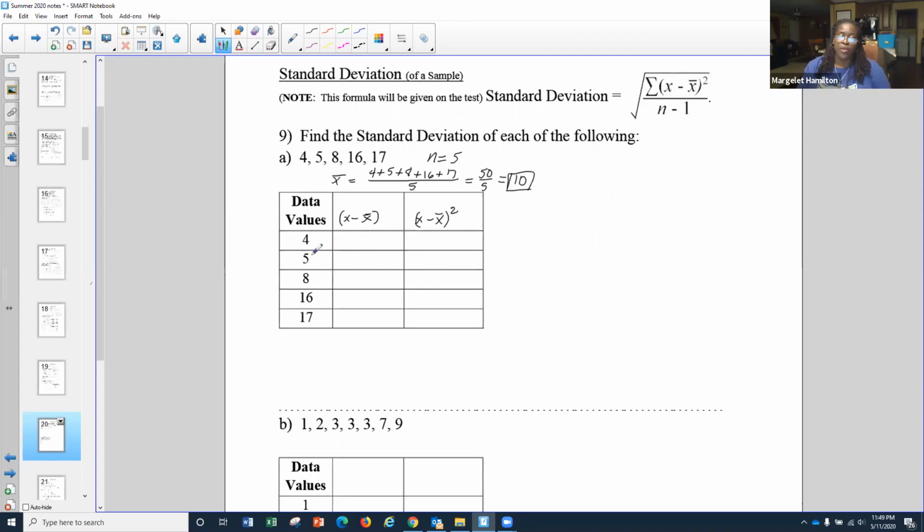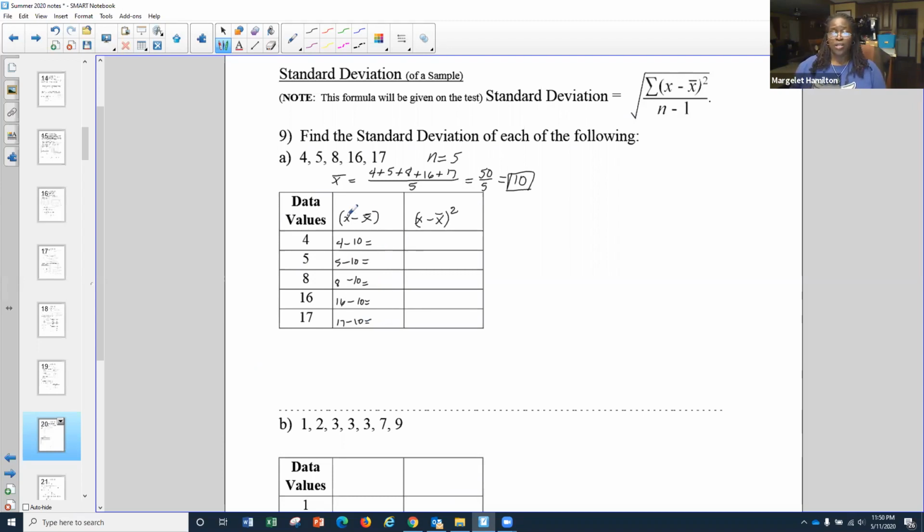Okay, so here we are with our data item. That's our x. Here's the mean, we just found it. So now we need to construct this column. So we have 4 minus 10, and I'm writing it out so we can see what's happening. 5 minus 10, 8 minus 10, 16 minus 10, 17 minus 10. That's what we have. Now we have to find those values.